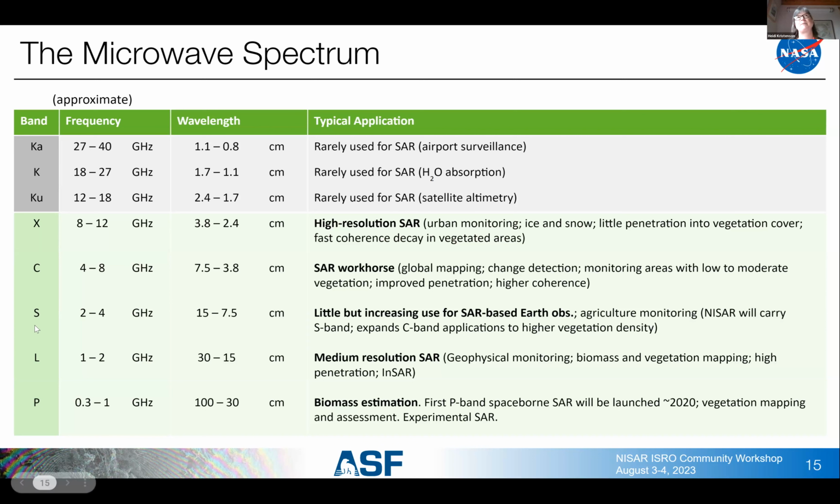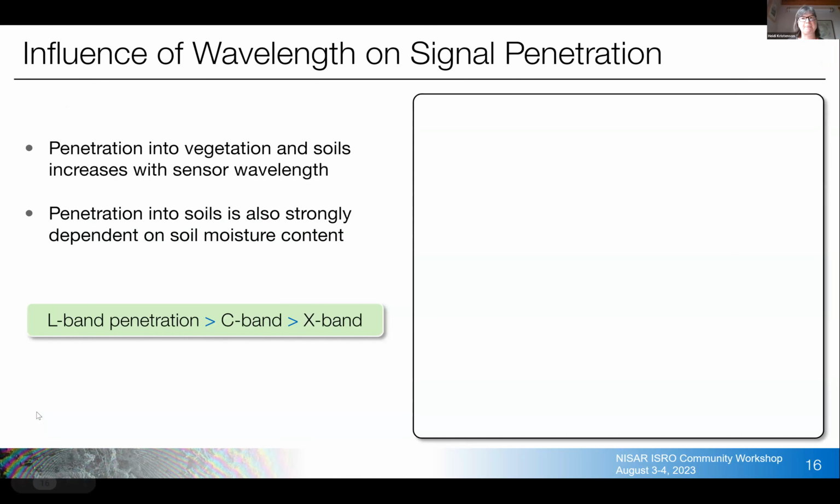There aren't a lot of spaceborne SAR sensors that do have S-band. So NISAR will have the S-band sensor that's mostly going to be collecting data over India. So in those areas, you'll have both L and S-band to compare. And then P-band is also sometimes used for SAR. It's a less frequent band to use on spaceborne SAR missions.